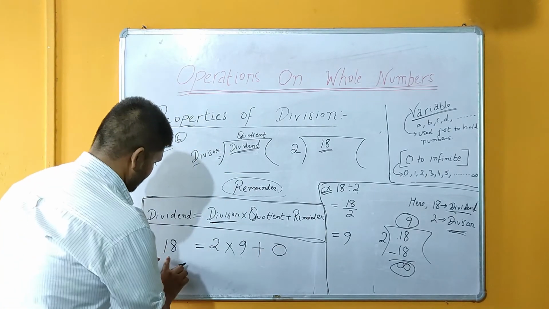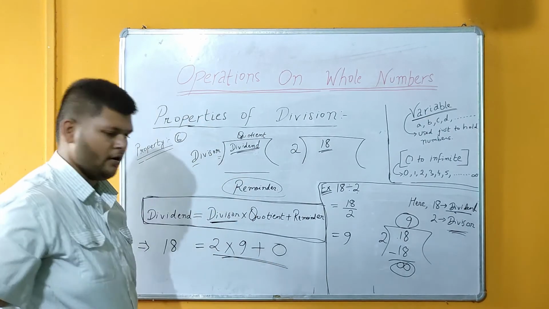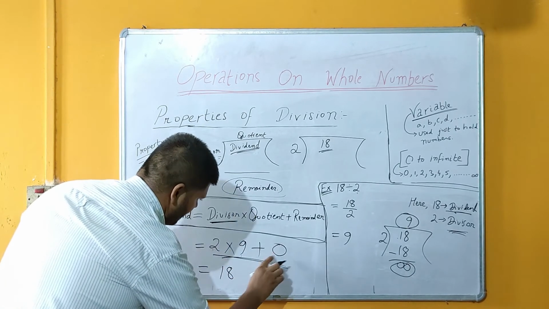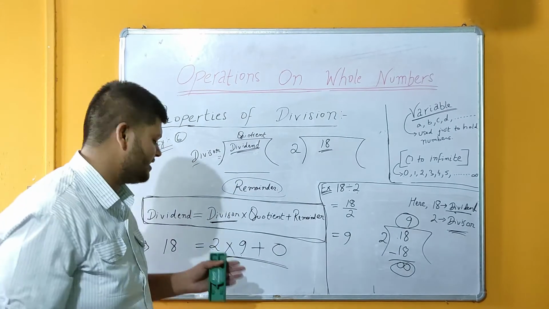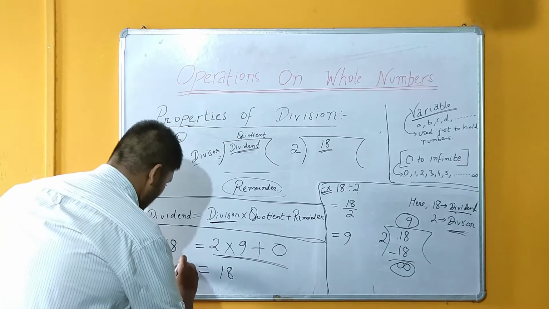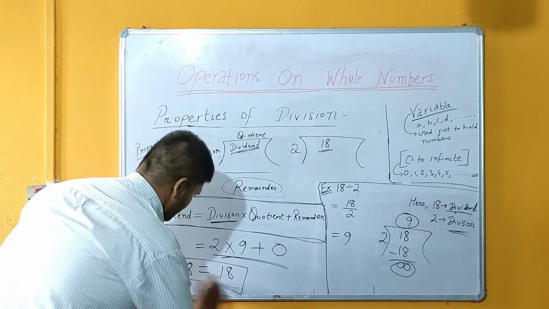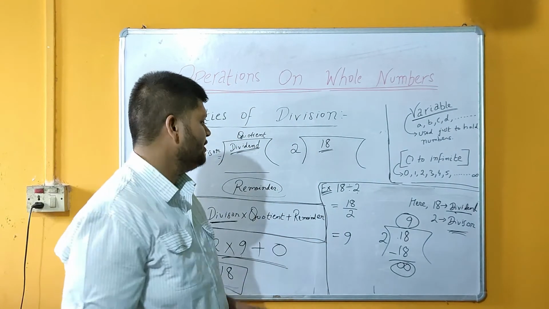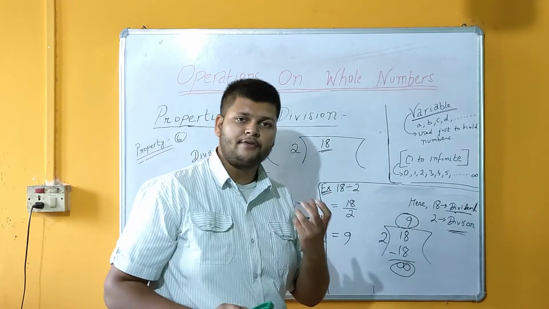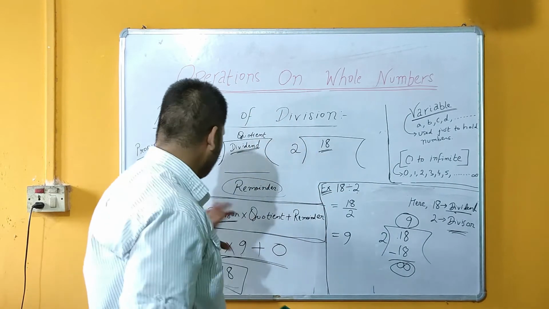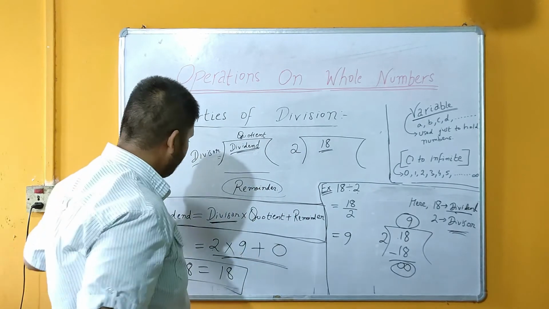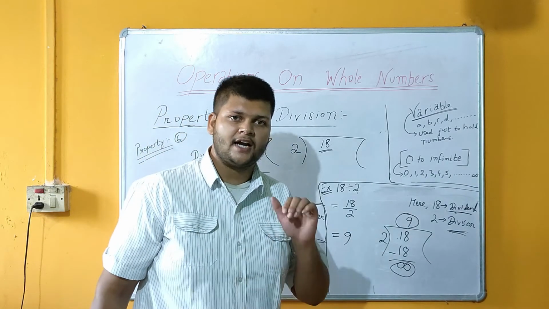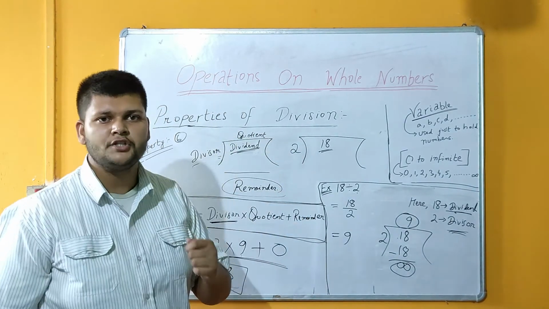Now you tell me, is this 18 equal to this expression or not? Let's do it over here. 2 nines are 18. 18 plus 0 will again give 18. That means 18 is equal to 18. We are able to verify this formula. Here I have taken 18, but you take any two numbers and divide them, and you must be able to verify this formula. If it is verified, then only we can say our division is correct. Otherwise, the division is wrong.